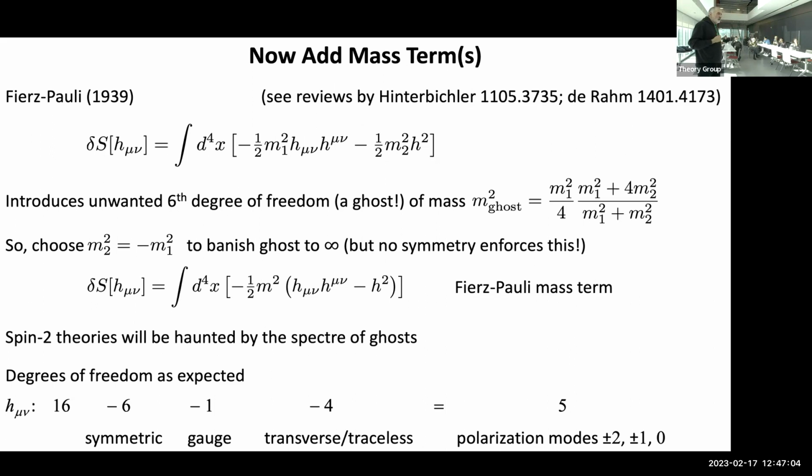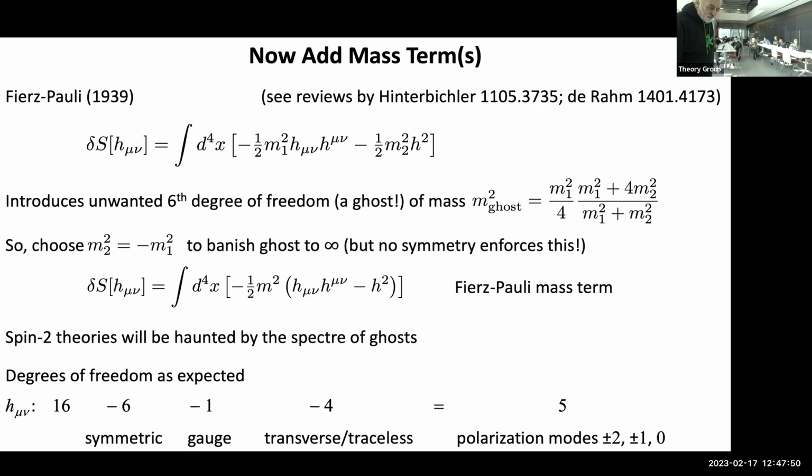Now, you can do this, but it's something you have to think about. No symmetry enforces this. It's something that has to be put in by hand, so you think it might be a little bit fragile. And in fact, spin 2 theories will be haunted by the specter of ghosts. And on the number of degrees of freedom, it's as expected: start out with 16, transverse, there is one gauge degree of freedom left. It's symmetric. You end up with 5 degrees of freedom for the massive spin 2 field, which are the polarization modes for plus or minus 2, plus or minus 1, and 0.